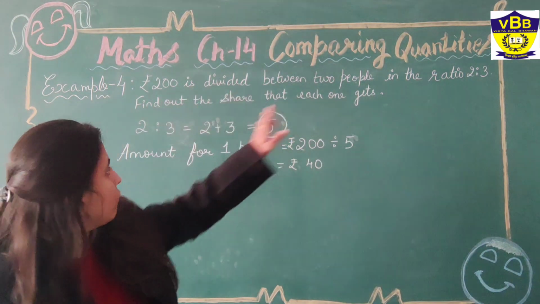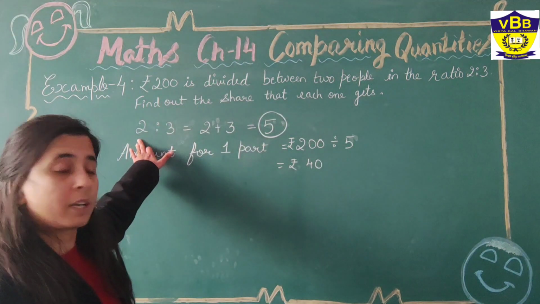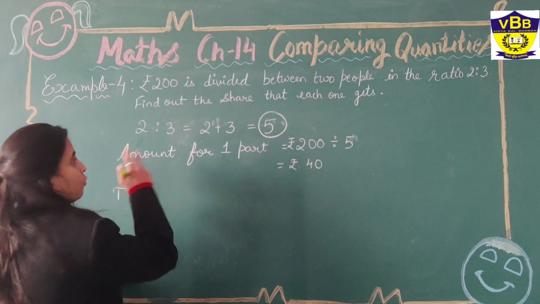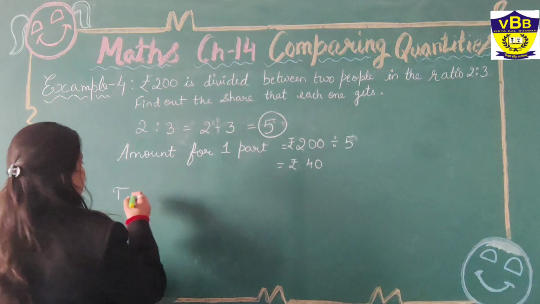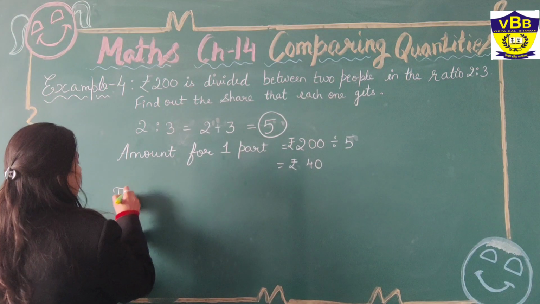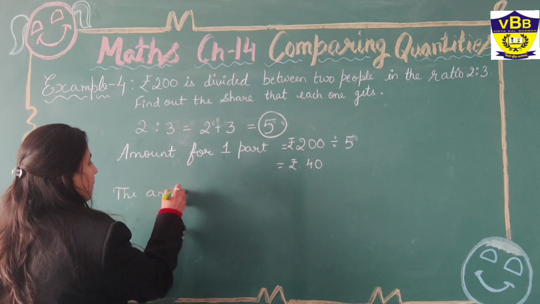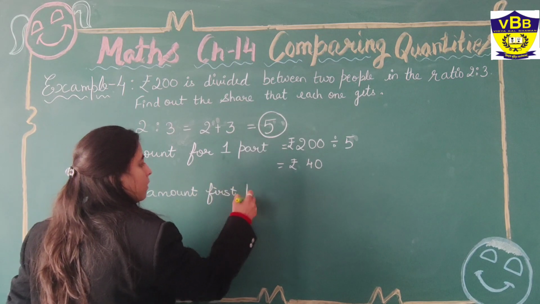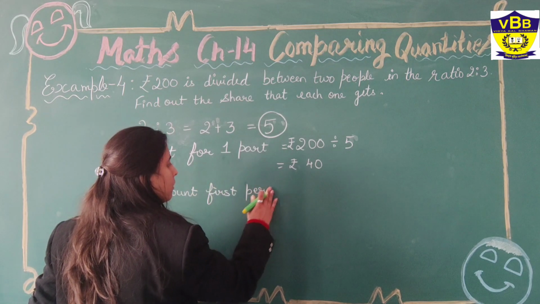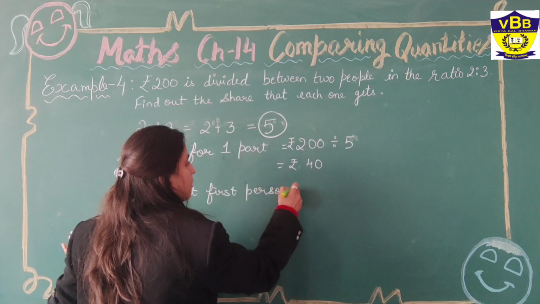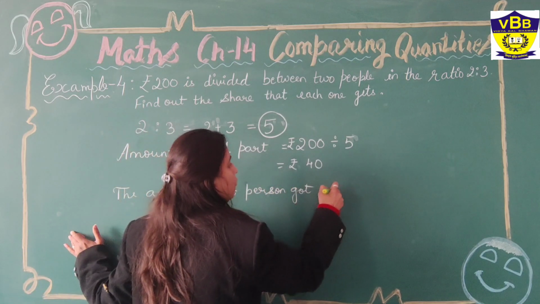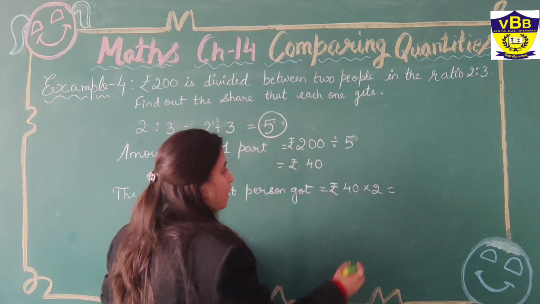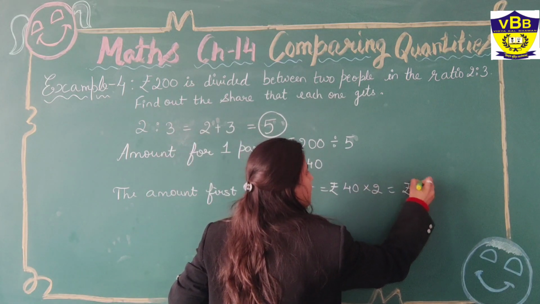But the ratio was 2:3. That means one person must have got 2 parts of rupees 200. So the amount the first person got will be equal to rupees 40 multiplied by 2. That is equal to rupees 80.